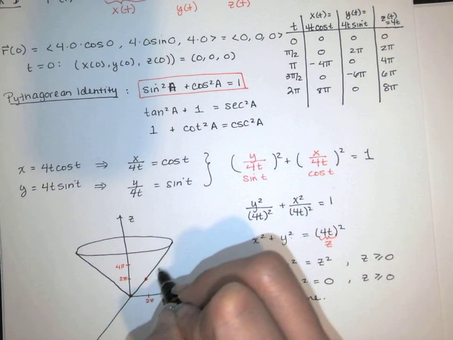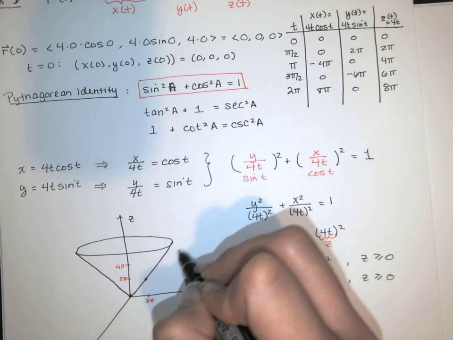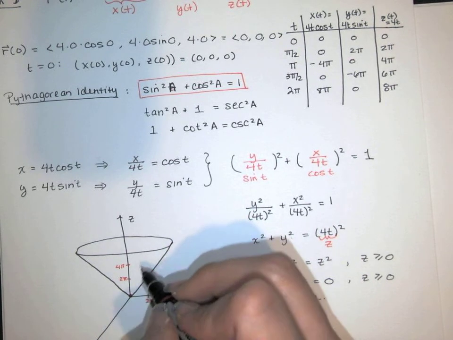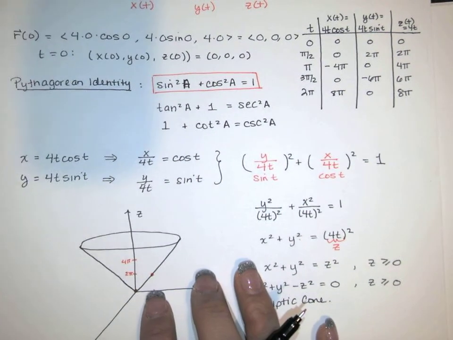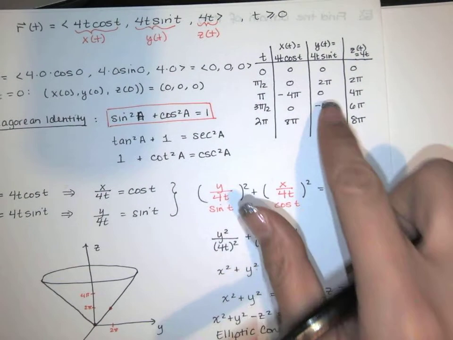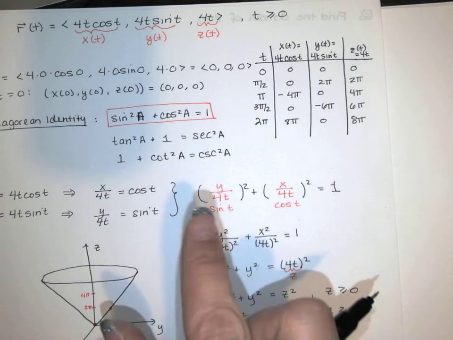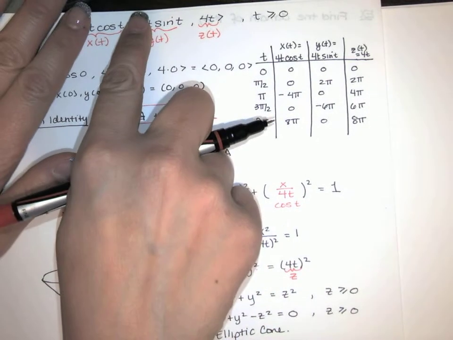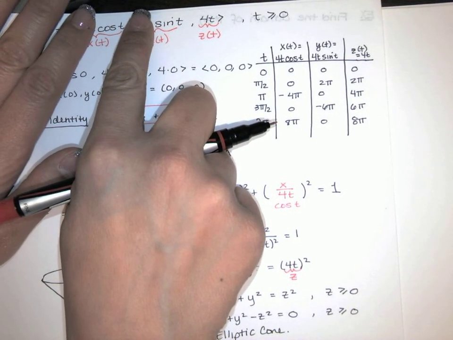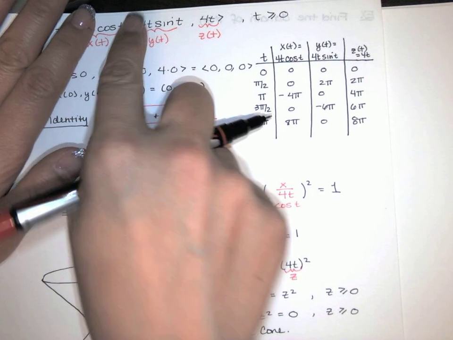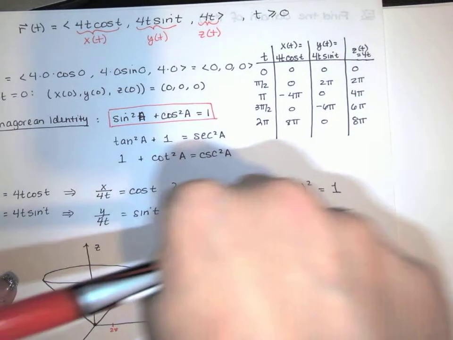Oh, it's so hard because this line on the cone looks like it's the negative x-axis. But okay, I'm having difficulty drawing this. But what you're going to see is a spiral. If the 4t weren't here, if I had just x equals cosine of t and y equals sine of t, we'd just be going around and around in a circle.